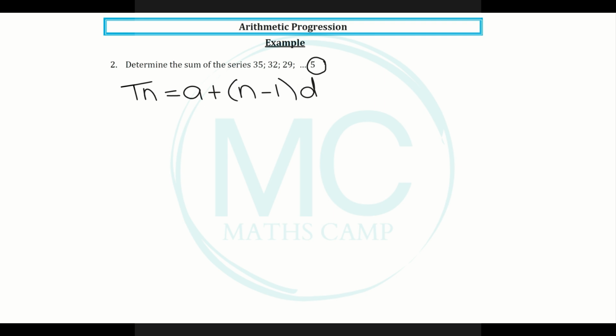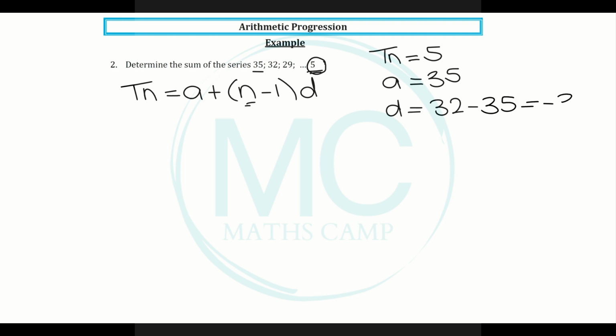To find the position, we need to find the value of n. We're looking at this last term, 5. So Tn is 5. The first term is 35. So A is 35. The constant difference, let's say the second term, 32, minus the first term, 35, is equal to negative 3. Now I can put these values into the formula. We have 5 is equal to 35 plus the bracket of n minus 1 multiplied by d, negative 3.